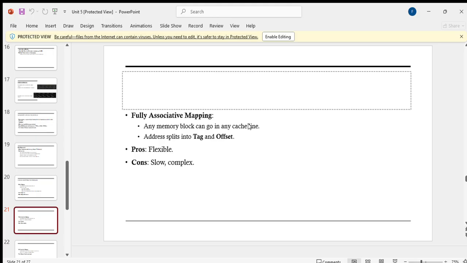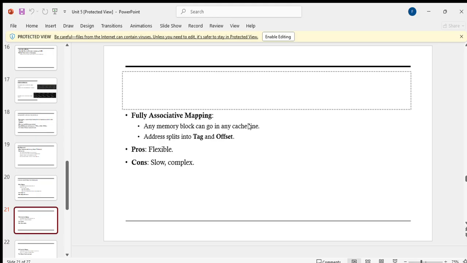And what do we mean by the address is split into tag and offset? Address structure: the memory address is split into parts, the tag and the offset. The tag uniquely identifies which block of memory is stored in the cache. This is unique. Car 1 is always car 1, car 2 is always car 2.